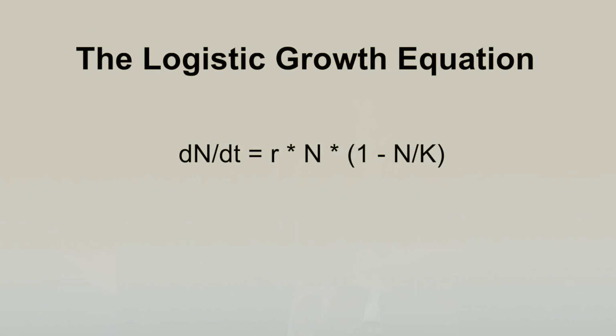At low population size N, the growth rate is close to the maximum rate, that is r, resembling exponential growth. As the population size approaches the carrying capacity K, the term 1 minus N upon K approaches 0, causing the growth rate to decrease. When the population size equals the carrying capacity, the growth rate becomes 0, indicating that the environment's resources are fully utilized and growth levels off.